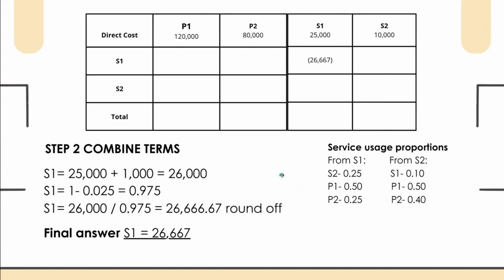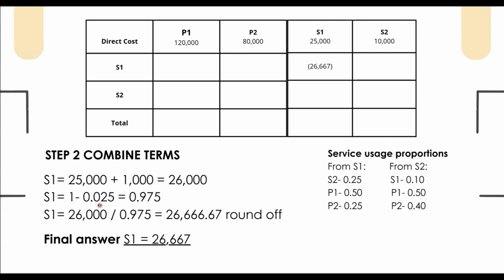If some of you got confused, the reason why 0.25 became 0.025 is because it was multiplied by 0.10. S1 received 10% of S2 and S2 already includes 25% of S1. That's why the equation has to adjust with the multiplication. And also how we get 0.975. It is just simple. By using subtraction, 1 minus 0.025, we get 0.975. That's how we got the final answer of 26,667.